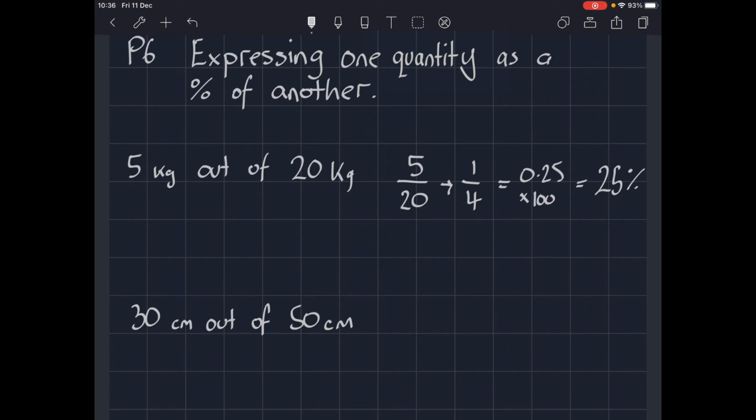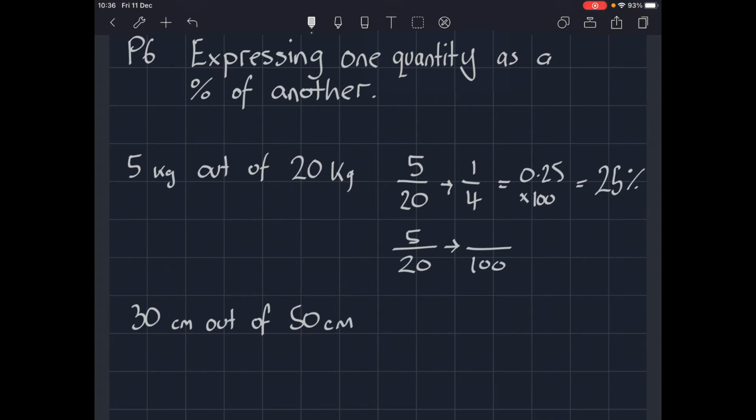The other way you could tackle the problem is write it as a fraction, but instead this time we're going to try and make the bottom number 100. And we do this because we know a percentage literally means a number out of 100. So this will give us the answer quicker.